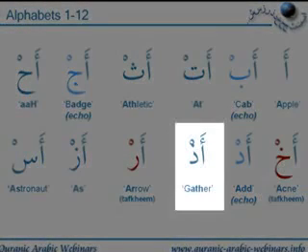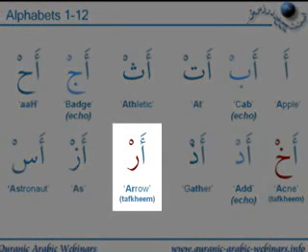Now the next one, the dhal, is another one that a lot of people get confused with. A lot of countries pronounce this as a Z sound, so instead of saying dhal, they say zal, which is wrong. So in terms of the dhal with sukoon, it will be adh, and a good English word for that is gather. So the adh in gather is a good way of remembering that. So adh.